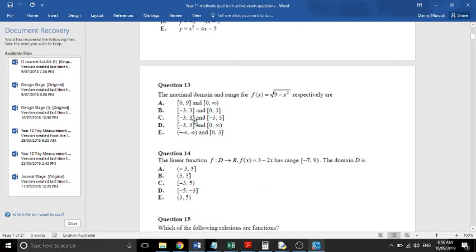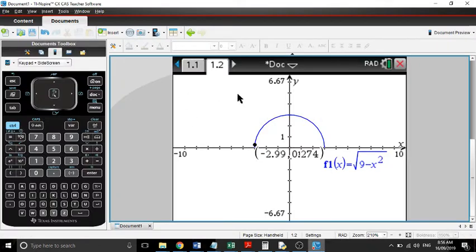They will give you stuff like this in case you haven't realized that it's a semicircle. But if you graph it, you can't go wrong. Alright, so the next question, we've got this thing, 3 minus 2x, and they tell us the range. We want to find the domain, so we're going backwards a little bit. So 3 minus 2x, let's graph that.